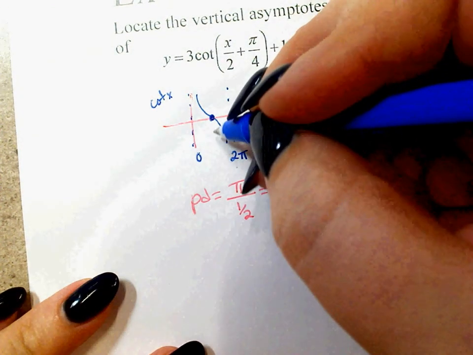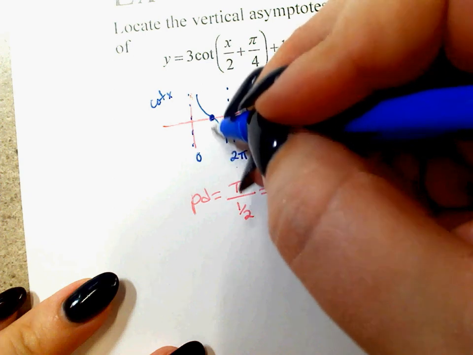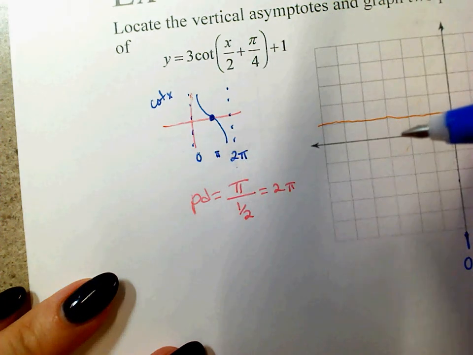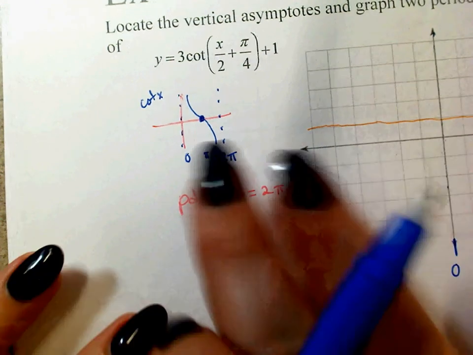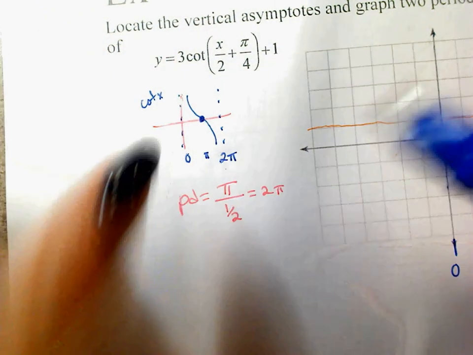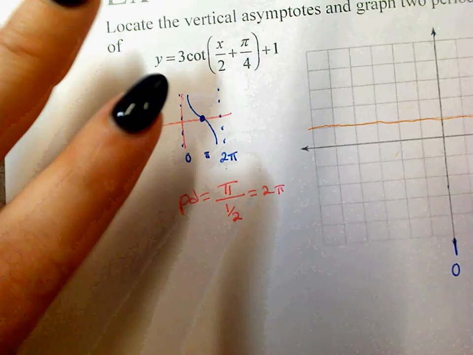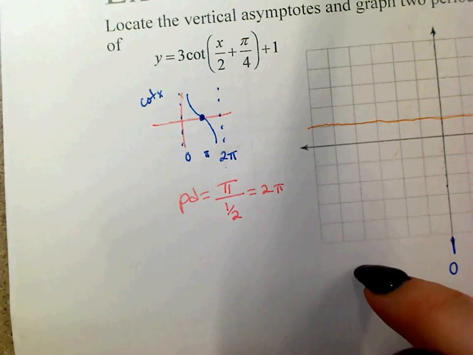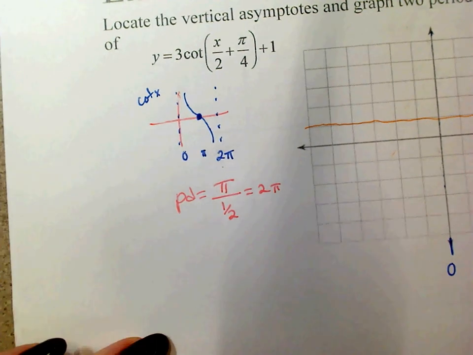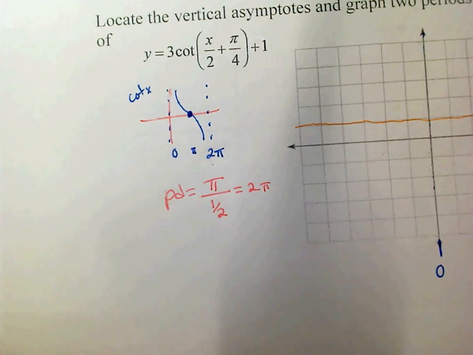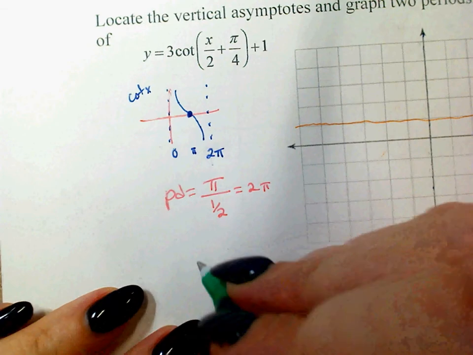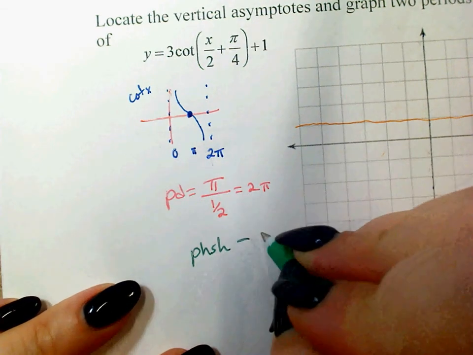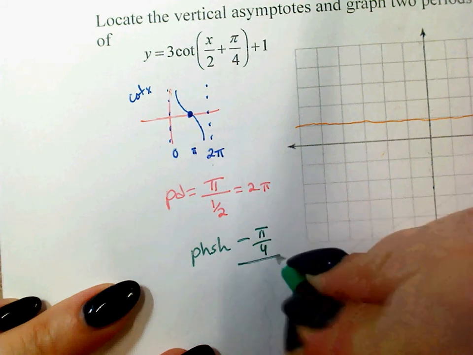Yeah? Okay, so guys, here's my sketch in general. I would go up 3, I would go down 3. There we go. What's different about this one than the last one we did? Yeah, it's gotta shift horizontally. So how do I figure out phase shift? Negative c over b. So negative pi over 4 over 1/2, flip and multiply by what? 2.